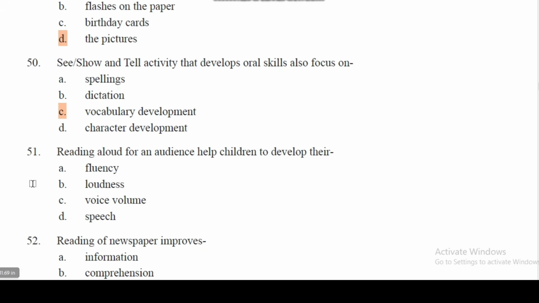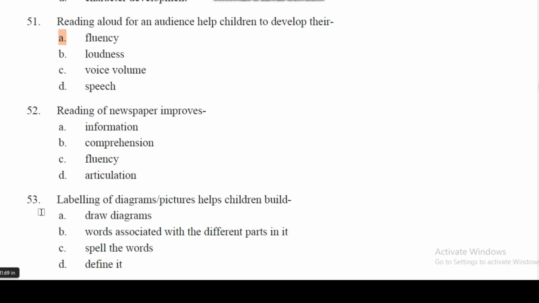51. Reading aloud for an audience helps children to develop their. A. Fluency. 52. Reading of newspapers improves. B. Comprehension. 53. Labeling of diagrams or pictures helps children build.